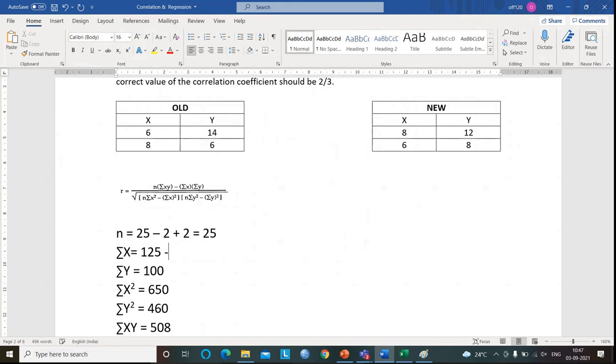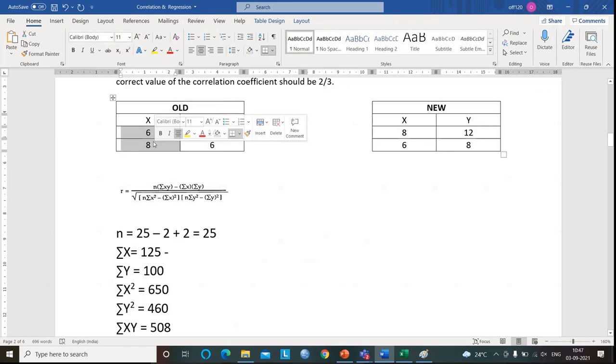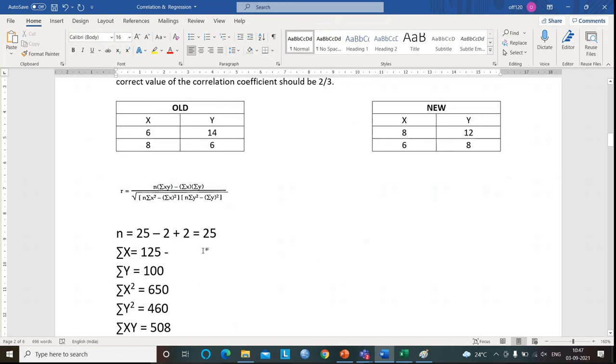Now next, summation x means what? Addition of the x column, right? From that I have to remove these older values, that means minus 6 and minus 8. After that I have to add new values, which are 8 and 6. So simply add 8 and 6. Then what do we get? Minus 6 plus 6 gets cancelled, minus 8 and plus 8 gets cancelled. So finally we get the answer as 125 again.